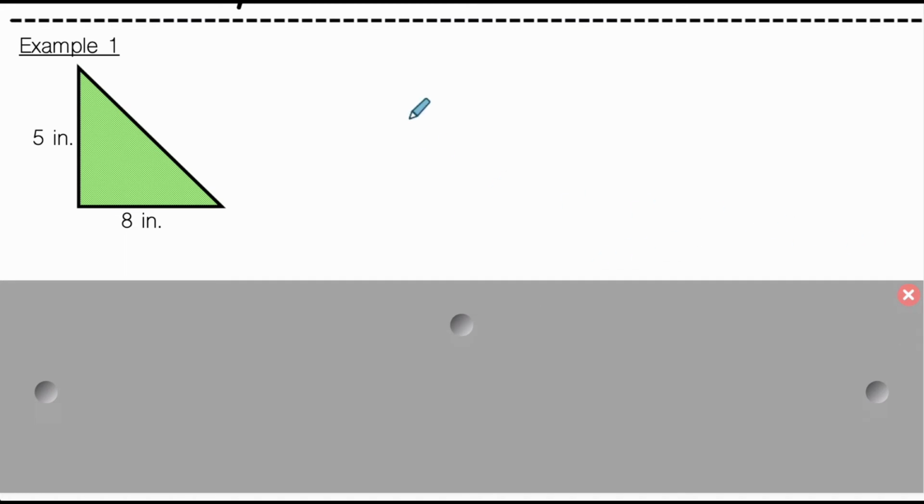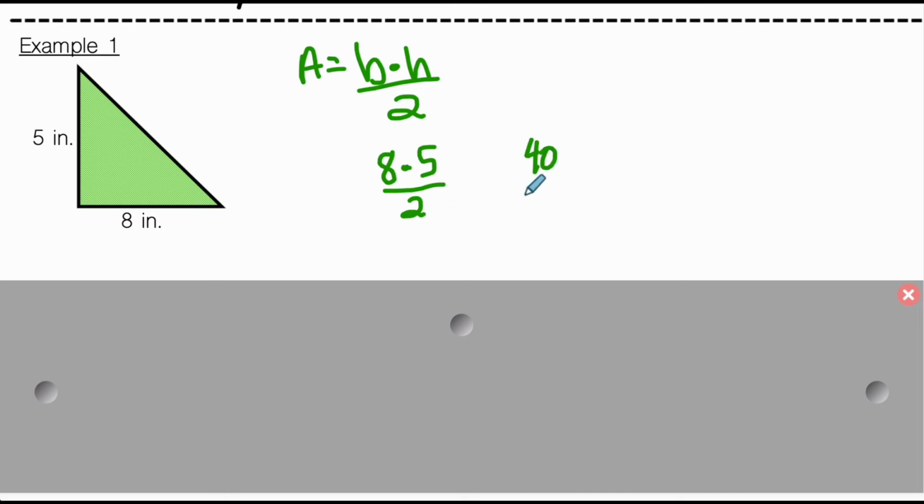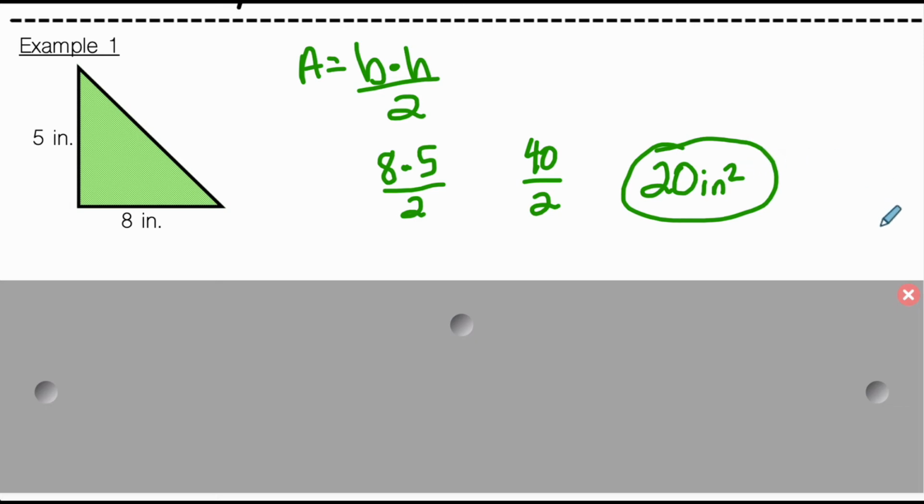So here's our first example. There's that green triangle again, giving it some measures very simply. Area is equal to base times height. Cut it in half. I'm going to do divided by 2 for my formula. Okay, the base is 8. The height is 5. 8 times 5 is 40. Divided by 2 is 20. So for this green triangle, it takes up 20 square inches of space. That's what the area is. So there's your first example.